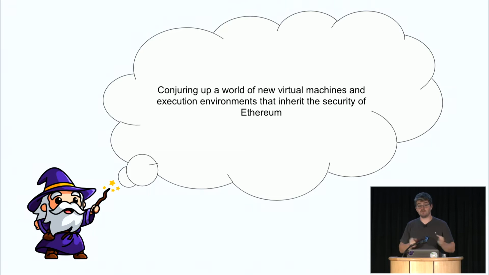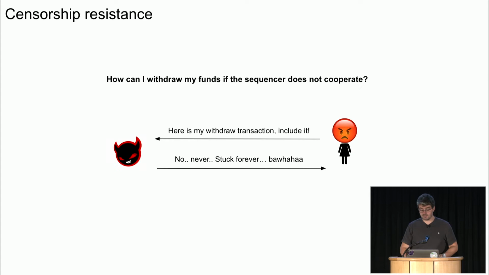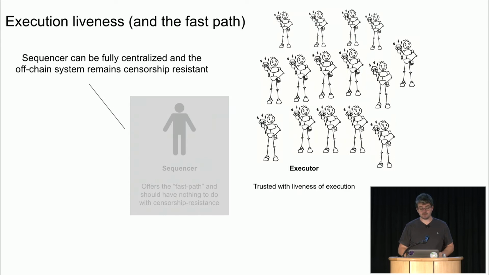What about censorship resistance? I won't go into the detail here, but the problem is very straightforward. Alice will ask the sequencer, sequencer, can you process my transaction? And the sequencer says no. You have to deal with customer support before you get your funds out. So what I do want to highlight is that the sequencer has absolutely nothing to do with censorship resistance whatsoever. The sequencer could be fully centralized, and you can still have a censorship resistant system. You just have to assume there's one honest executor out there who will pick up the honest user's transaction. So there's one honest party assumption there.